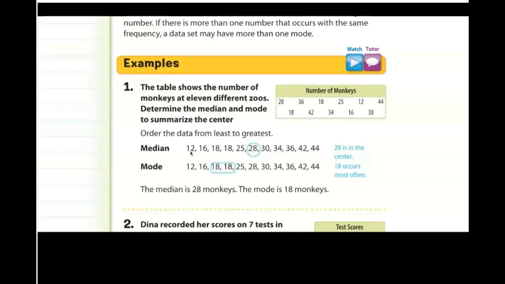There's something called range that we're going to be doing in this lesson as well. If you were to take the largest number and the smallest number and subtract, find the difference, that's called the range, and that's kind of important to understand the data as well.